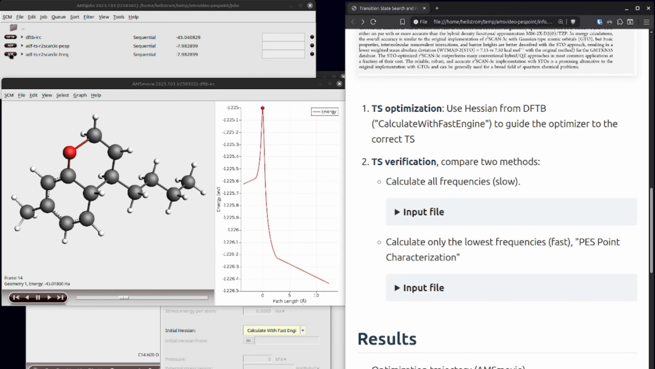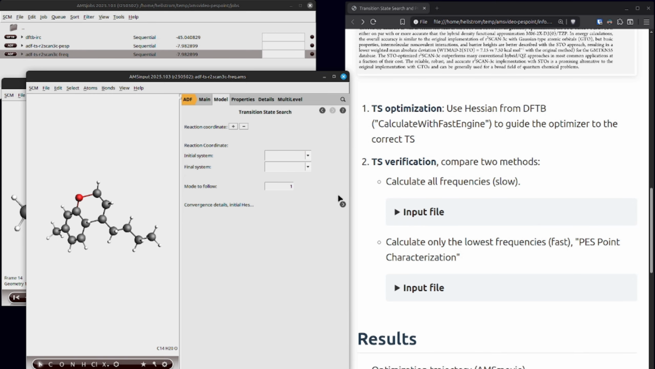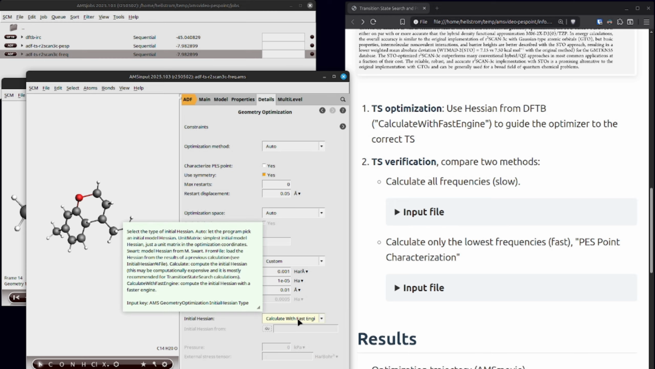Here is the first calculation where I calculate all the frequencies. So I copied the DFTB calculated transition state at this point into AMS input. And I set up an ADF calculation for a transition state search using the functional, and I tick to calculate the frequencies, which means I'll calculate all the normal modes. And for the transition state on the optimization panel, I tick this initial Hessian calculate with fast engine, which means to calculate it with the DFTB in this case.